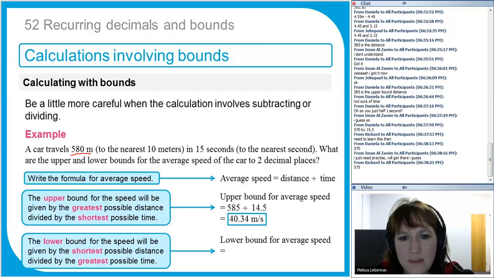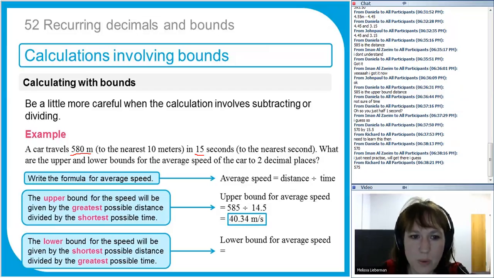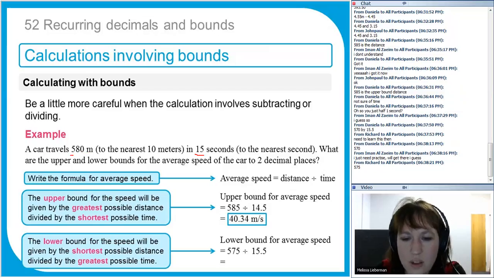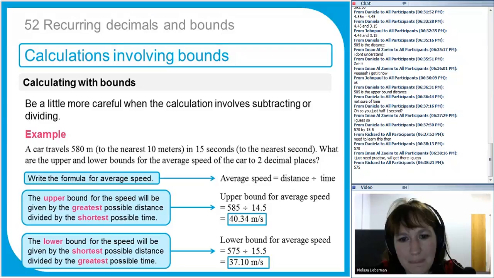And then we're going to divide by the greatest possible time. And the time is 15 seconds to the nearest second, so we need to go half a second above. 15.5 is the greatest possible time. So the numbers we're going to divide are 575 divided by 15.5, which is 37.10 meters per second. Now I've put that to 2 decimal places, well, we were told in the question there to 2 decimal places.